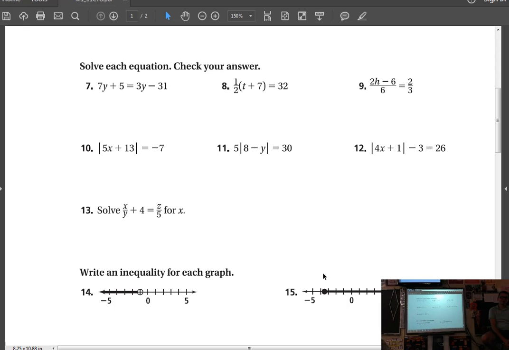So the absolute value of blah equals negative 7. Does that make sense? So, no solution. It's the empty set. There's no solution to it.